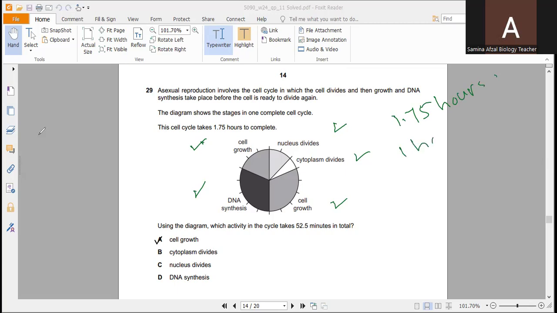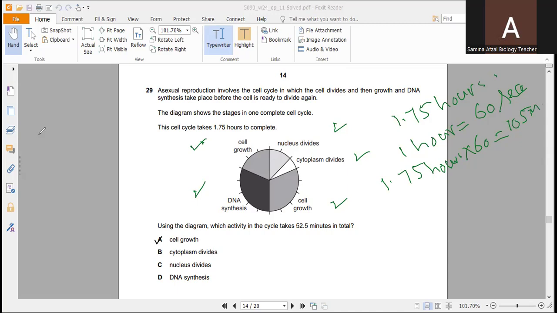So 1 hour is equal to 60 minutes. So 1.75 hours multiplied by 60 is equal to, let me calculate, 105 minutes. 105 minutes.